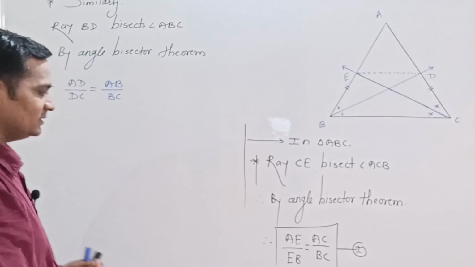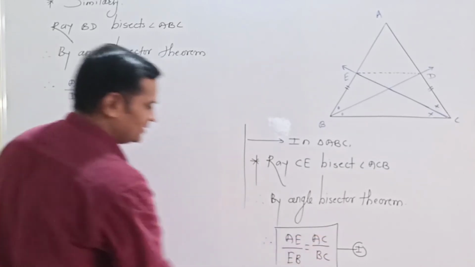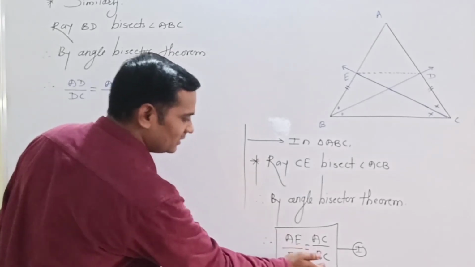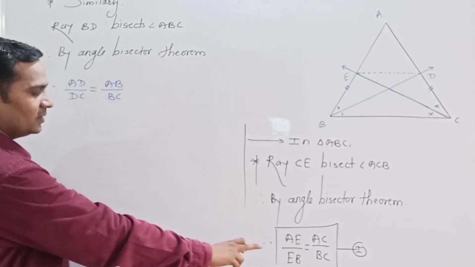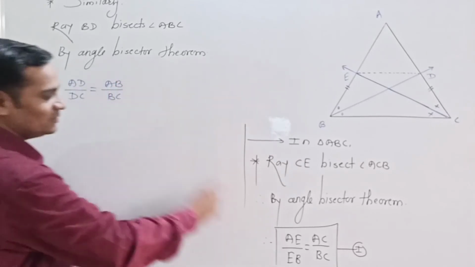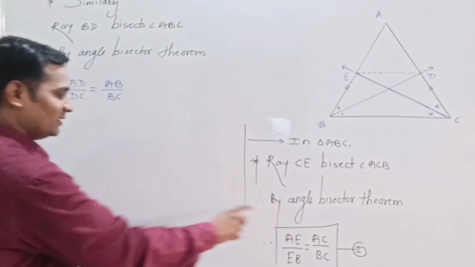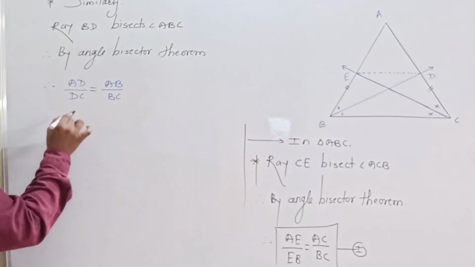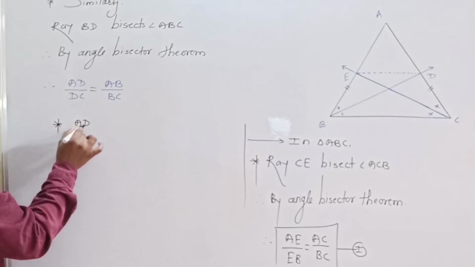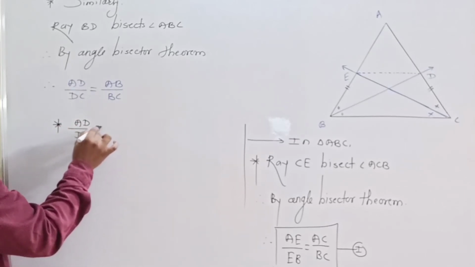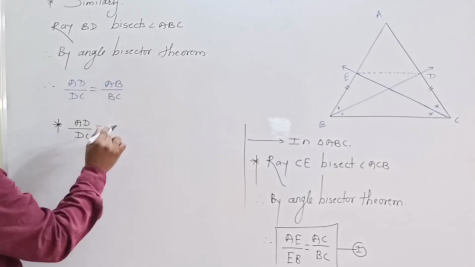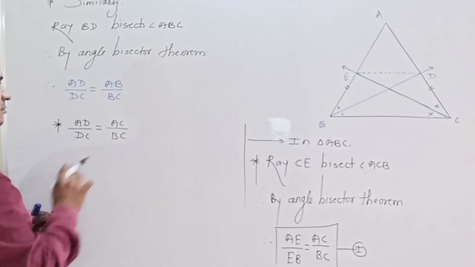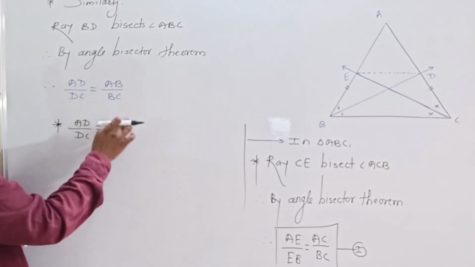So which is the RHS? AC upon BC. Here it is again AB upon BC. That means the denominator of both equations is the same. But in case of the numerator, the numerator is not the same. But that condition is given. What is that? We can write AD upon DC is equal to, instead of this BC, we can write AC upon BC. BC as it is, but instead of that AB we can write AC.